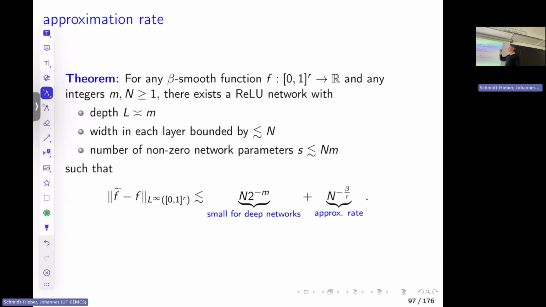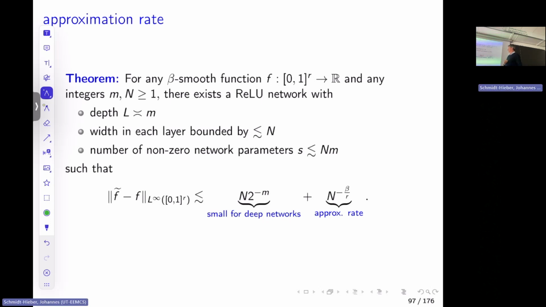Now then there exists a ReLU network that has depth scaling with m, so you can choose m and capital N as hyperparameters here. The depth will be basically of the order of m, the number of units per layer will be bounded by a multiple of capital N, and the number of non-zero network parameters will be bounded by a multiple of N times m, such that we get this bound.